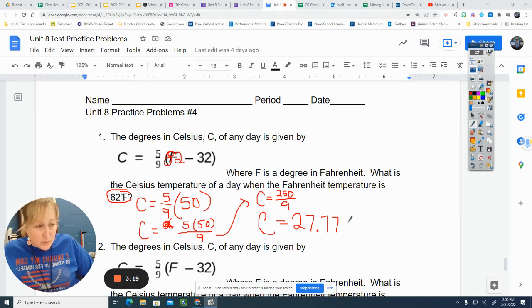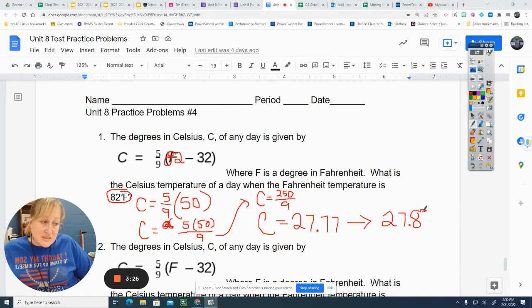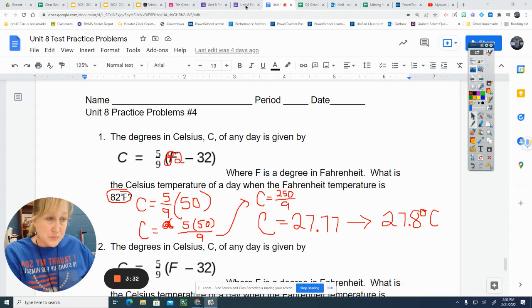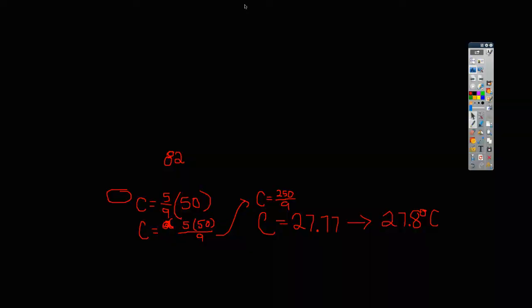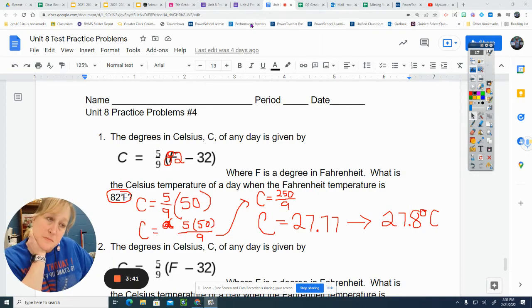27.77777777. We're going to round that to 27.8, and it would be degrees Celsius if you're writing. But since most of you are going to be putting it on the computer, you're going to come back and type it in the way that it's supposed to while we wait patiently for the computer to do its thing.